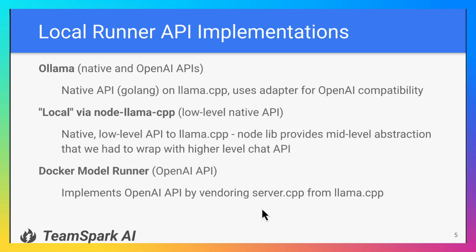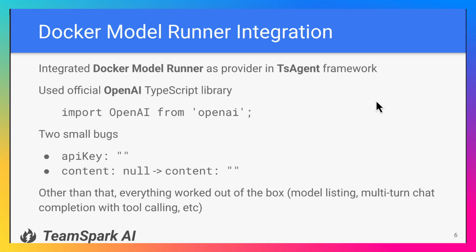But anyway, bottom line, I think these are all valid. I think that the Docker model runner, if I was doing it, that's the way I would have picked to do it. I think that's the cleanest, best way to implement the API around Llama CPP. So our integration was pretty straightforward. As I said, we integrated the Docker model runner as a provider in the TsAgent framework alongside all those other providers.